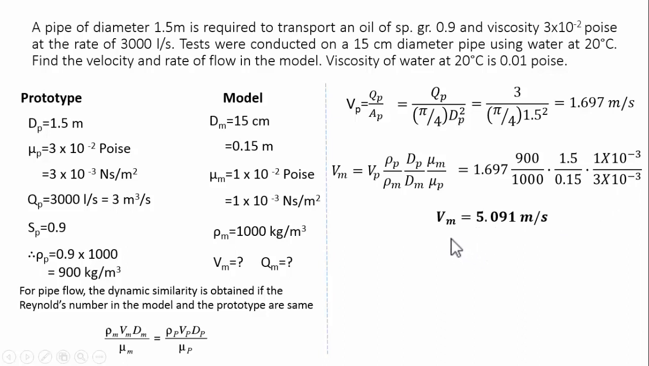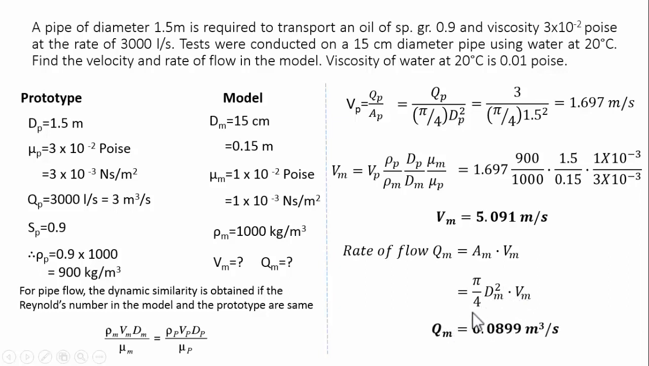If you know the velocity and diameter of the model, that means velocity and area of the model, we can calculate the discharge in the model, because discharge Q is equal to area into velocity. So area of model into velocity of model, that is equal to pi by 4 d square of the model into velocity of model. We know the diameter, that is 0.15 meters, and you know the velocity, that is 5.091, then we will get the answer as 0.0899 meter cube per second.